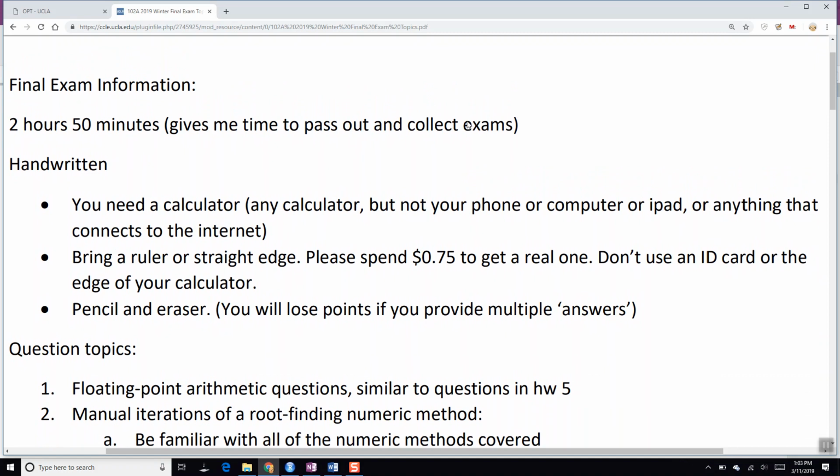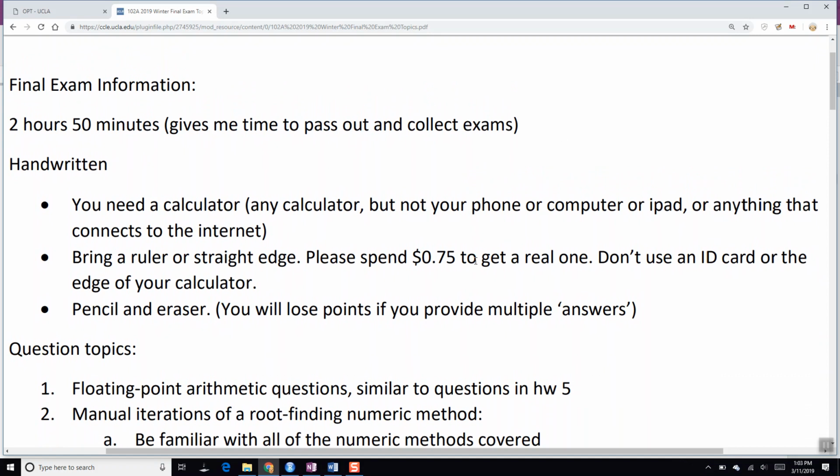You'll also need a straight edge or ruler. Please, if you don't have a ruler, go to the store, spend 50 cents, 75 cents, buy a ruler. Don't use your Bruin card or the edge of your calculator as a straight edge or something. Your graphs will come out bad. I'm not going to be able to see what you're trying to draw on your graph. You're not going to get your points. If you don't have one, you've got a week to go out and buy one.